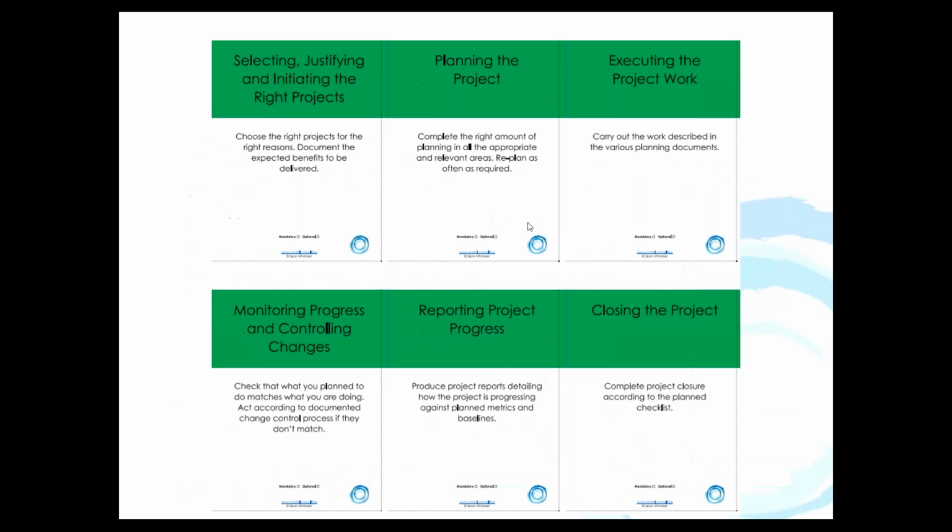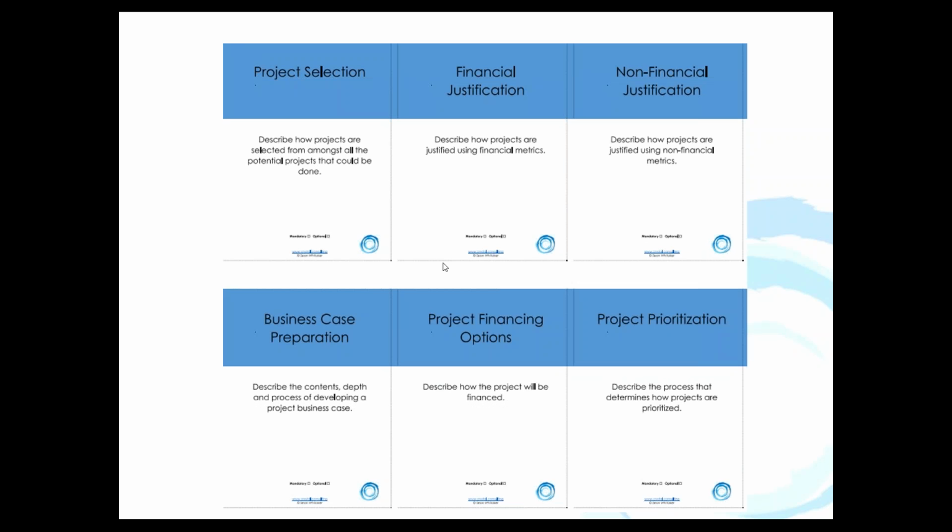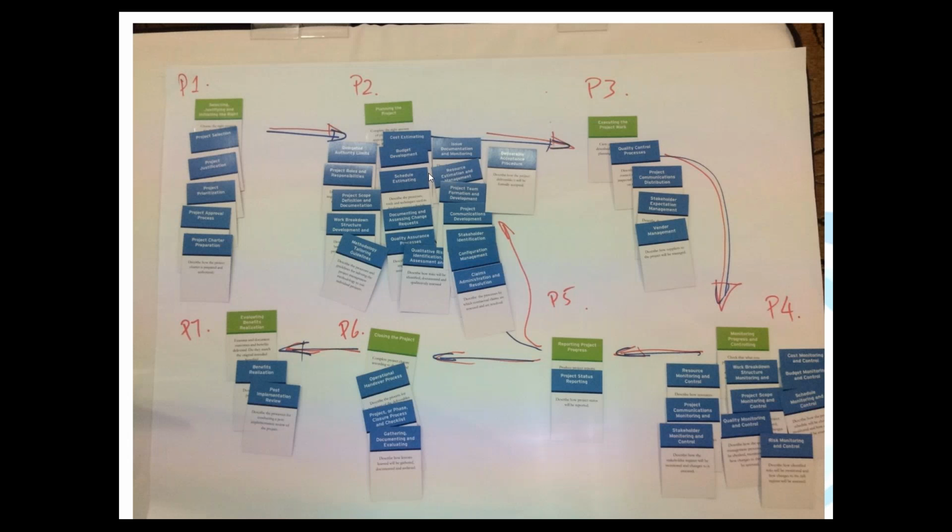Here's a couple of examples. Here's the example of the green cards. There's 6 of the 7 of them, and they obviously refer to, well, selecting, justifying, initiating the right projects, planning, executing, monitoring, controlling, how you're going to report project progress, and closing the project. There's one more there, which is benefits realization, I think. And then you've got 69 of these blue cards, and they're all possible and potential elements of your project management methodology. So you print them out, cut them all up, and if they're appropriate to you, you put them into your methodology. And this is what you may end up with.